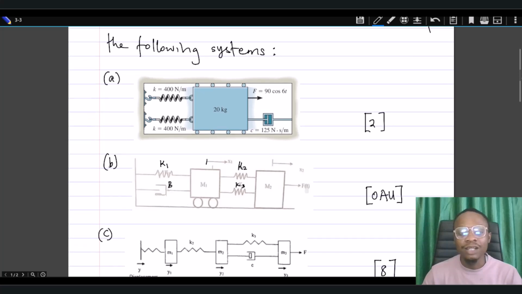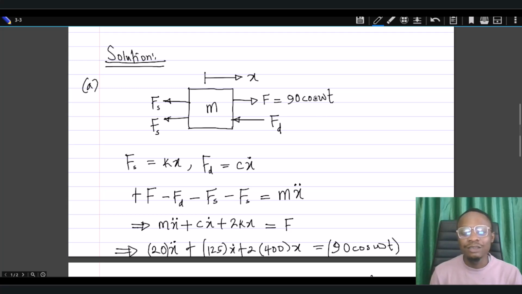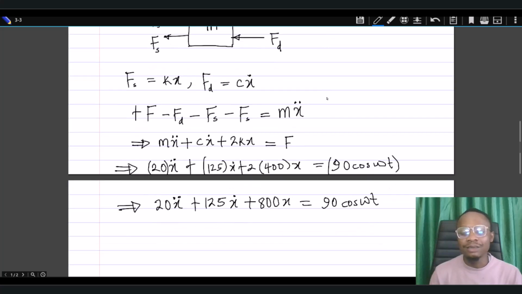90 cos, what am I writing, omega t? 60 actually, 60. So it's not omega, it's 60 there. So this is 60, please. Let's correct that and just move on. So this is 90 cos 60t, and that is all for this problem.